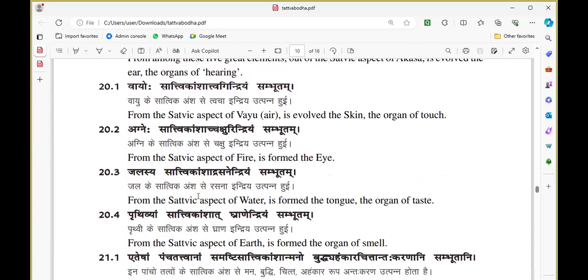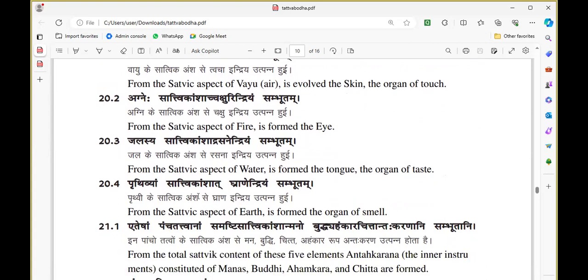Then Jalasya, from Agni to Apa, we read, and from Apa to Prithivi. So from Jal, from water, its Sattvika Angshat, Rasanendriyam Sambhutam. The Rasanendriya, the Gyanendriya which gives our organism taste, has been created. Then the last, the fifth, from the Prithivi, its Sattvika Angshat, Dhranendriyam Sambhutam. The Dhrana Indriya, the organ of smell, is formed from the Sattvika part.